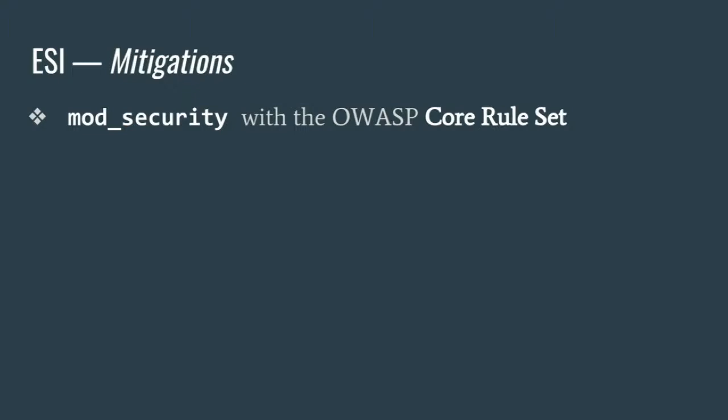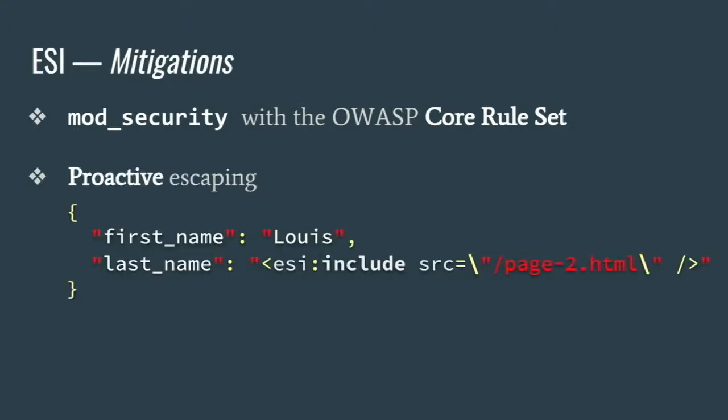However, you also have to do proactive escaping. When you think about it, a JSON response has no real reason to have its HTML encoded or escaped because the browser already knows through the content type not to evaluate it. But I'm not attacking web servers. I'm not attacking clients. I mean, I'm attacking caching servers. So I'm able to put ESI tags in there, and some ESI implementations will let me do that.